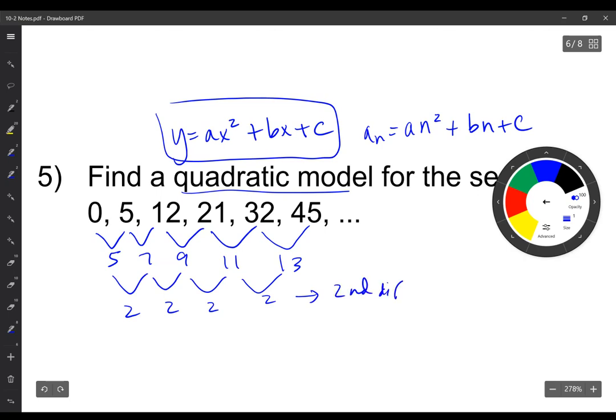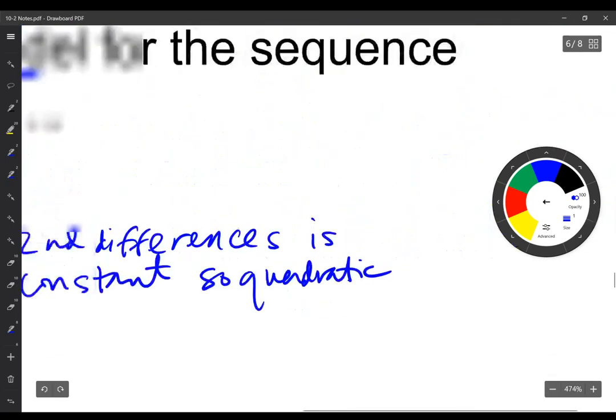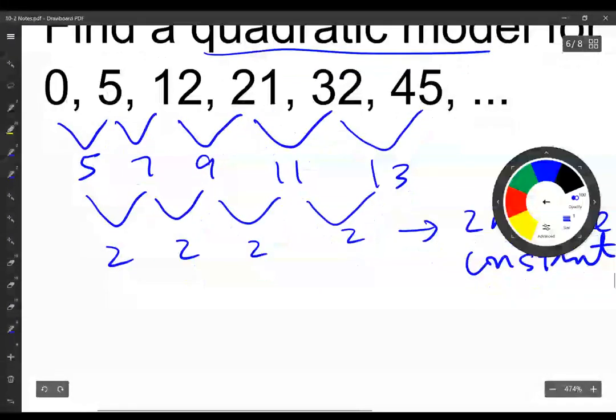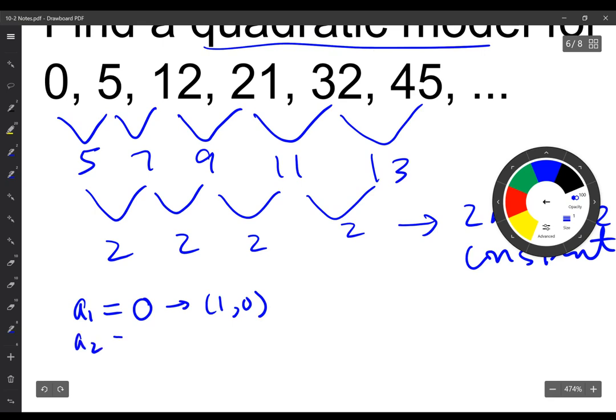Second differences is constant, so quadratic, and it does not have to be a 2, but the ones we've looked at so far are. So I know it's going to use that equation, y equals ax squared plus bx plus c. And I can think about how my first term, a sub 1, equals 0. So my first term is 0. That's going to be like a 1, 0. My second term is 5. That's going to be like a 2, 5. I'm using everything as y and x. My third term is 12. So that could be like 3, 12.